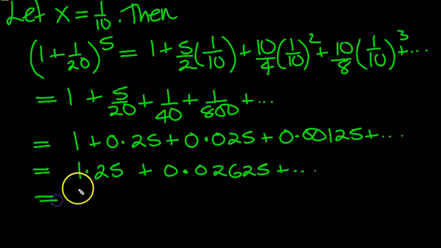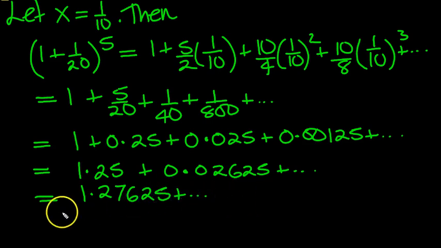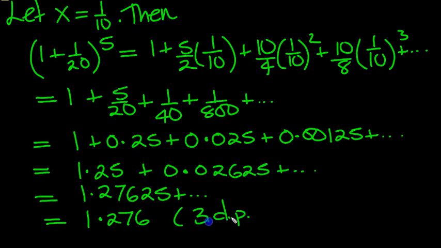Now, what does that equal then? 1.2 is okay, but the 5 adds on with the 2 now to make 7, 1.27625, wasn't it? And that equals, to 3dp, which is what we're asked for, 1.276, because the 2 is under 5, so the 6 stays as it is. And that was to 3dp, wasn't it? Okay, good.